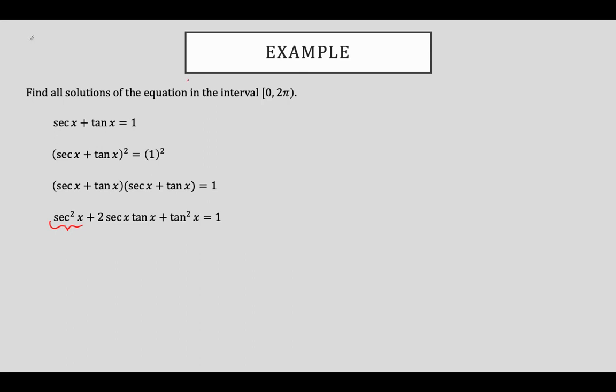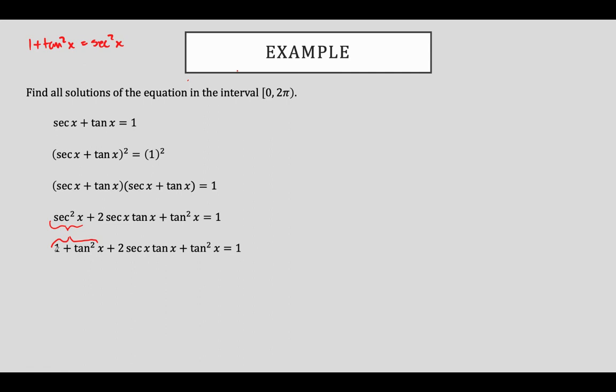We had the Pythagorean identity 1 plus tangent squared x is equal to secant squared x. That means I can replace this secant squared x with a 1 plus tangent squared x. All right, so I now have, notice that's this grouping right here, 1 plus tangent squared x plus 2 secant x tangent x plus tangent squared x is equal to 1.